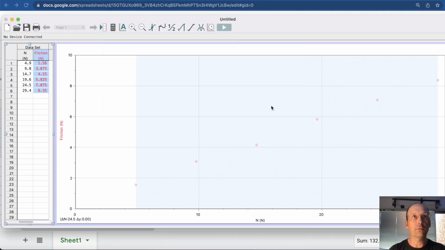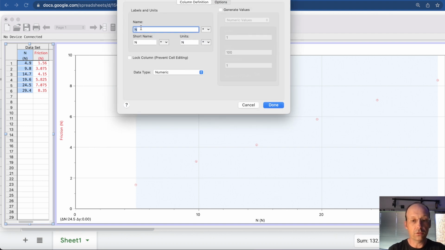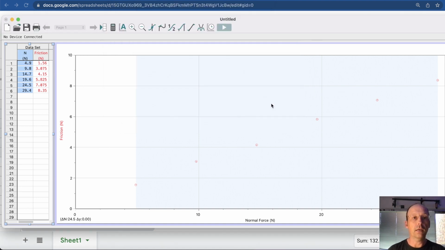And I'm sorry, I'm not sure why it's so small, but can I make that bigger? No, I can't. Okay, there's probably a way to make it bigger. And then I'm going to double click this and change this to normal force. You can't even tell I typed it wrong because it's so small. Okay, done. Now you'll notice it already made my graph. You can't really see it very well, but here's friction versus normal force. Now, that's what I want, right?